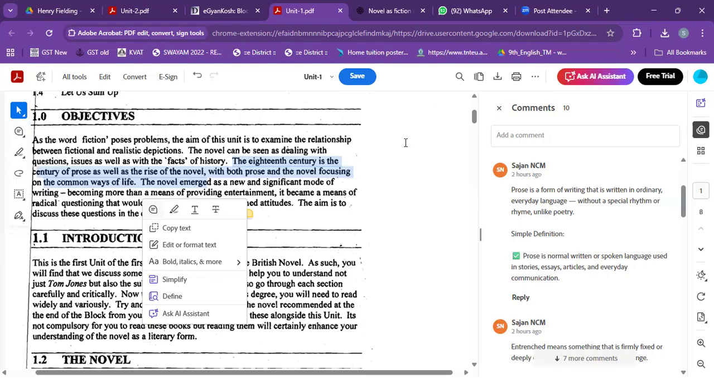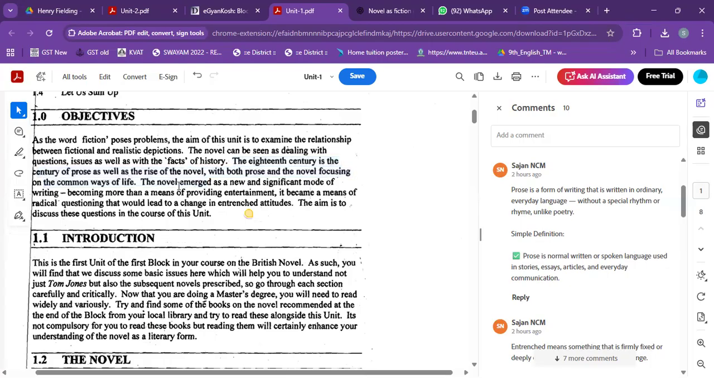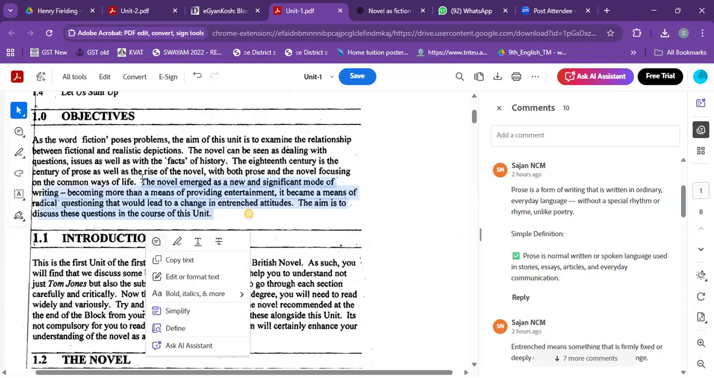So the 18th century is a very important period in the aspect of literature also. The 18th century is the century of prose as well as the rise of the novel. We see lots of novels being written in the 18th century, with both prose and the novel focusing on the common ways of life. The novel emerged as a new and significant mode of writing, becoming more than a means of providing entertainment.